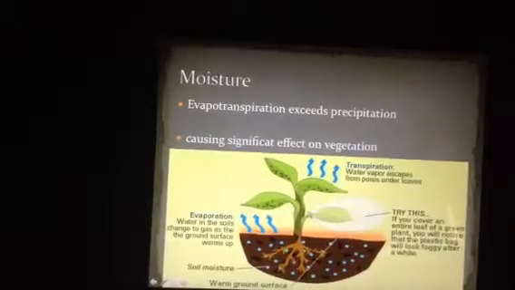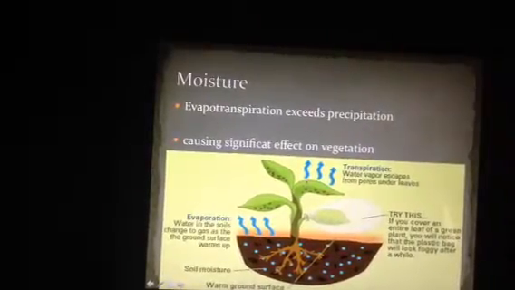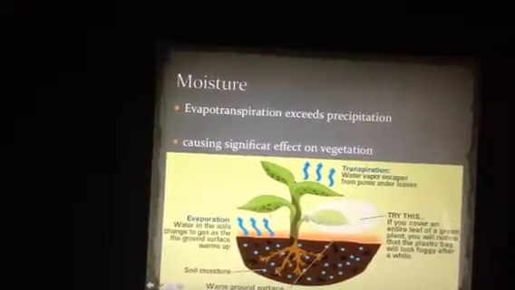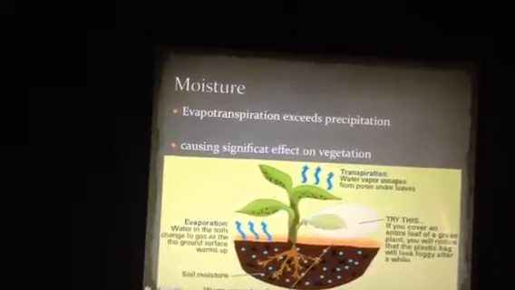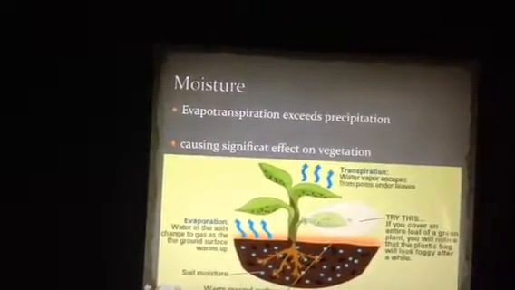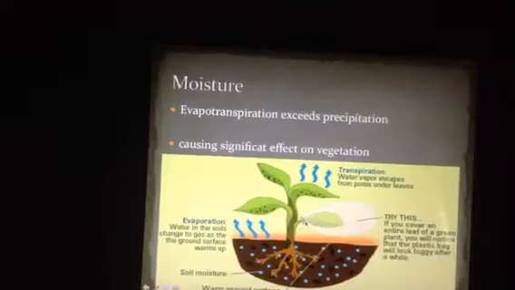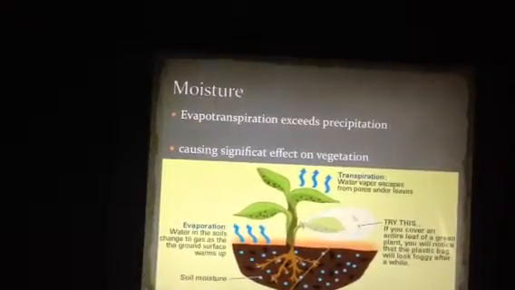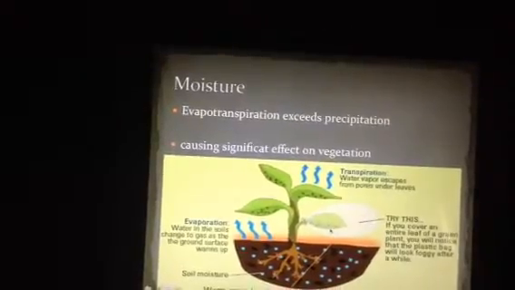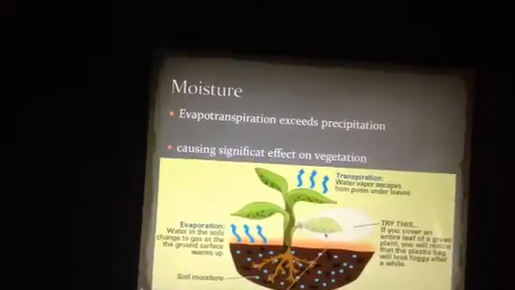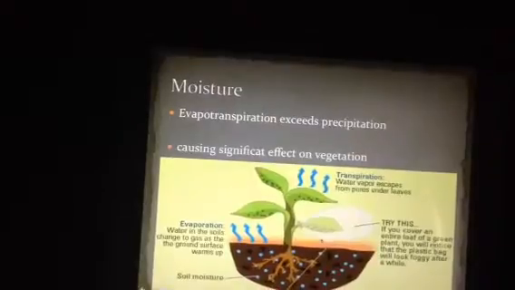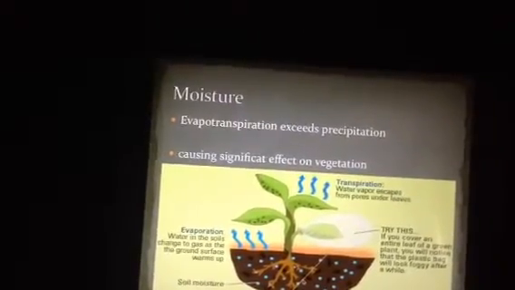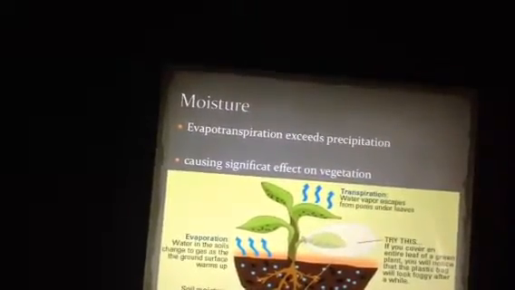So this kind of just shows the difference between evaporation and transpiration, and both of these are happening at the same time. A test you can do is you can get a plastic bag and put it over a leaf of a plant, and if you see little water droplets or it fogging up the bag, then you can see that that is transpiration happening, and so you can see if that's an issue in that particular scenario or not.